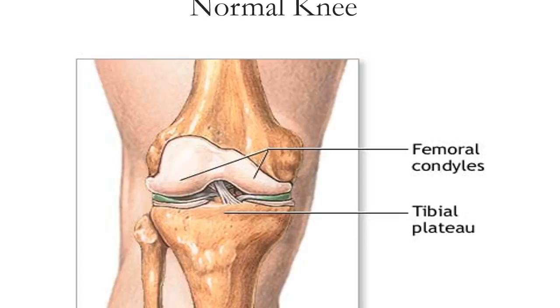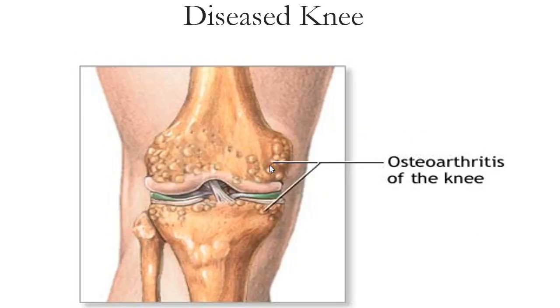Total knee replacements. So here is your normal knee, your normal tibial plateau, and your normal femoral condyles. And oftentimes through impact, degenerative joint disease, osteoarthritis, these femoral condyles wear away, the tibial plateau and the cartilages and everything become worn down, and then we end up with bone on bone.